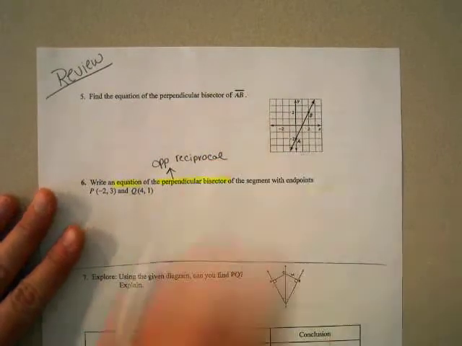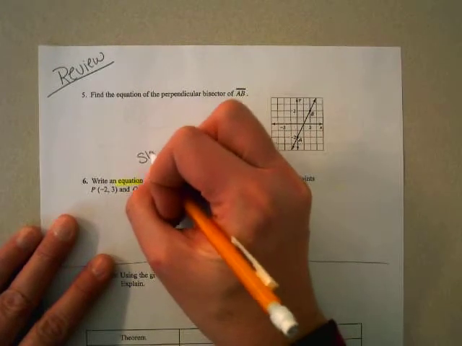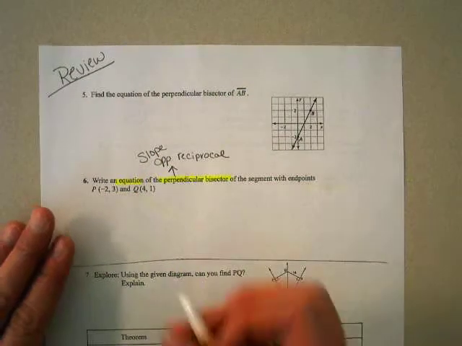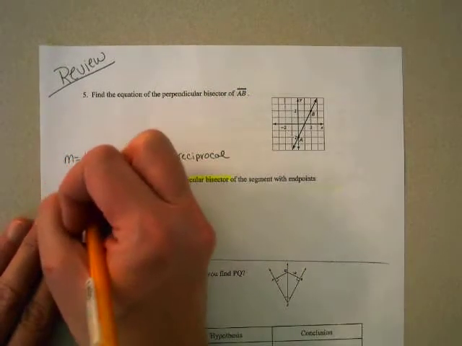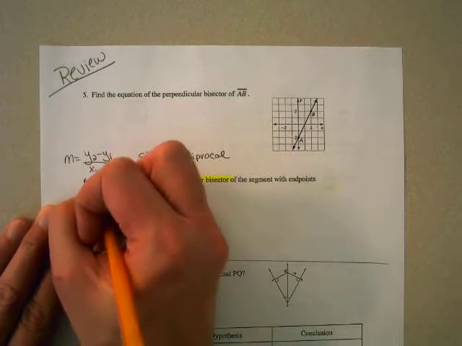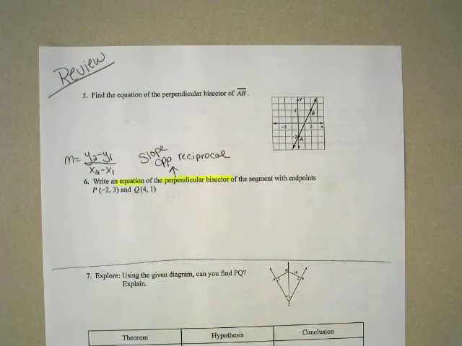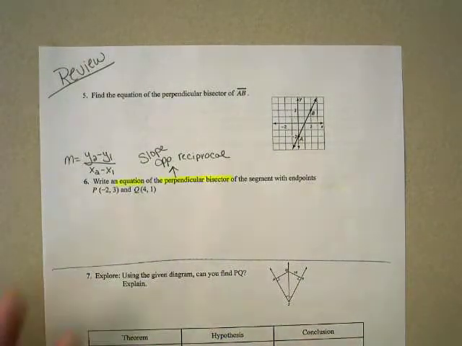Opposite reciprocal, is that like the distance formula? What formula is it? Slope. So if you don't remember the slope formula, y2 minus y1 over x2 minus x1. Again, we've already done that numerous times.